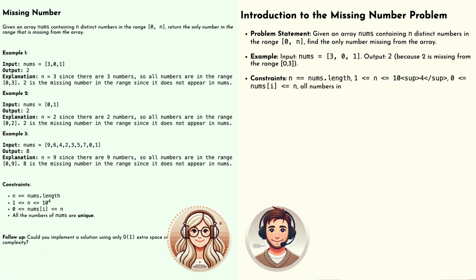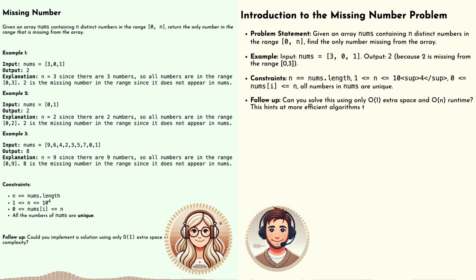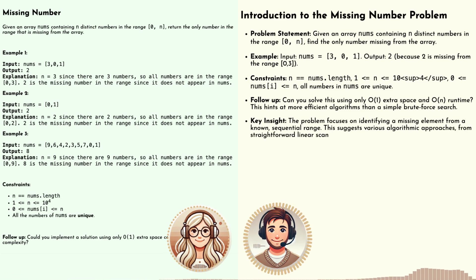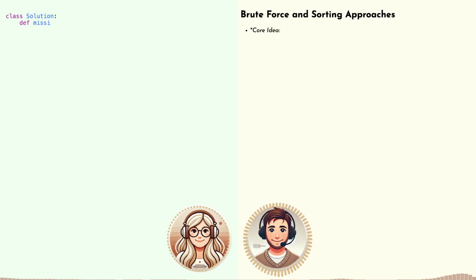So picture this. You have an array, and it's got a jumbled up sequence of numbers. They should be all the numbers starting from 0 and going all the way up to some limit. But one sneaky number has gone missing. Our challenge today is to track down that missing number. Sounds simple enough. Yeah, it sounds deceptively simple, right?